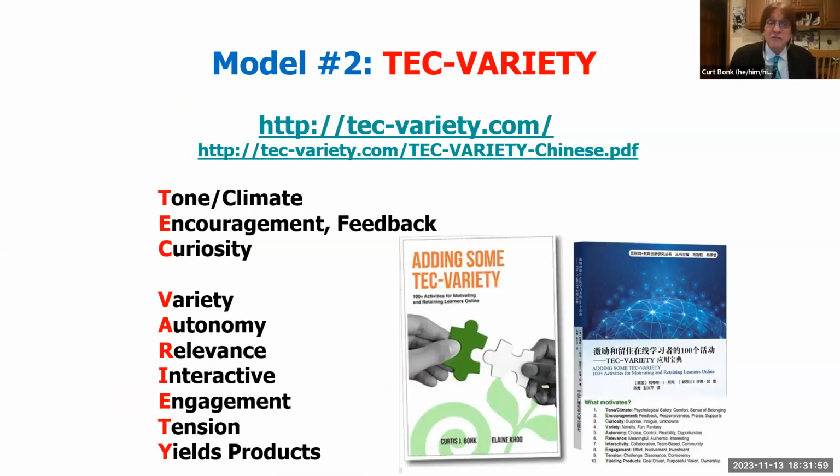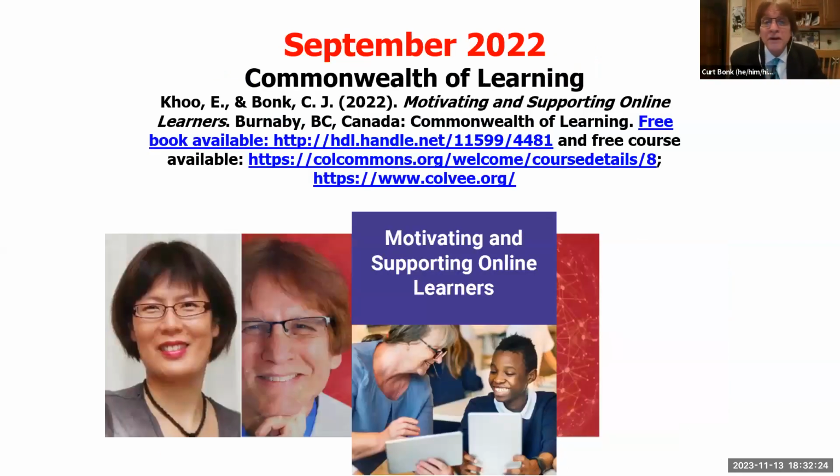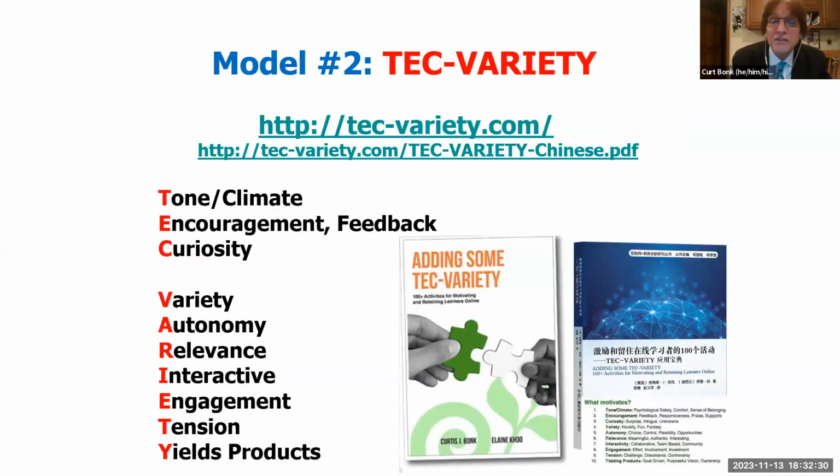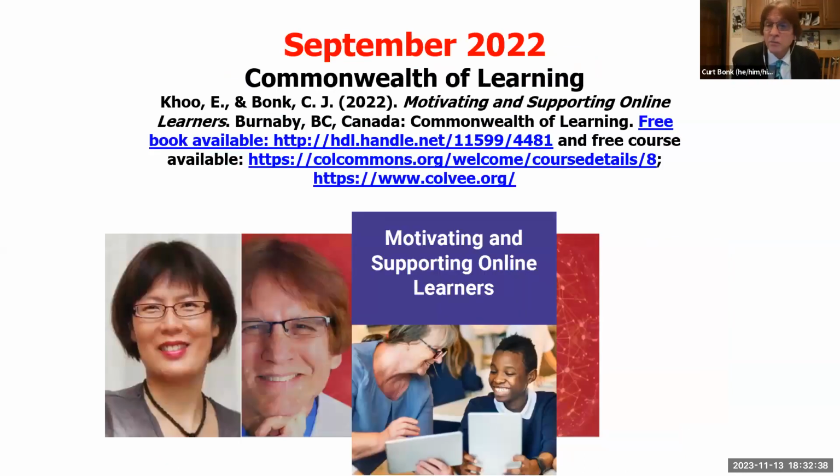I also have a model called Tech Variety, which is based on motivational principles. Tech Variety is 10 principles: tone, encouragement, curiosity, variety, autonomy, relevance, interactivity, engagement, tension, and yielding products. We have a free book, techvariety.com. It's available in Chinese and in English, and you can download it right now, or the new book, Motivating and Supporting Learners Online, also free. Both have 100 activities in them. Both are free to download. And both are available on my website, curtbonk.com, or go to techvariety.com, or other places you can download.